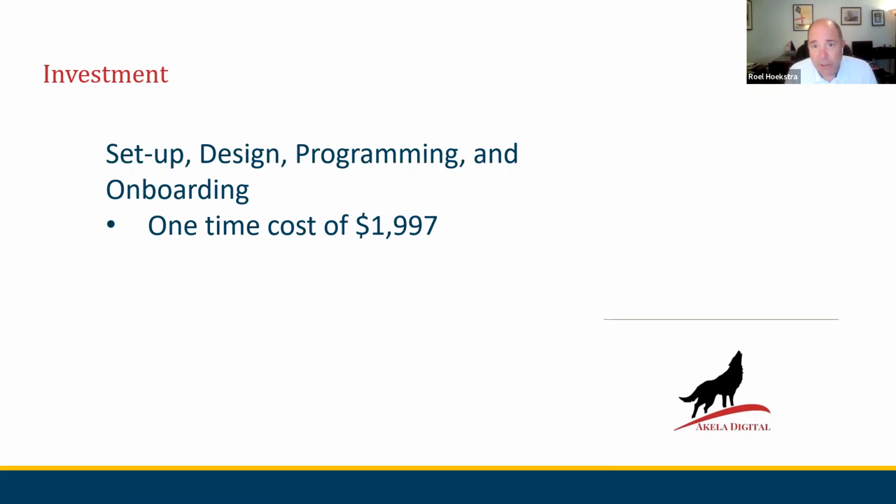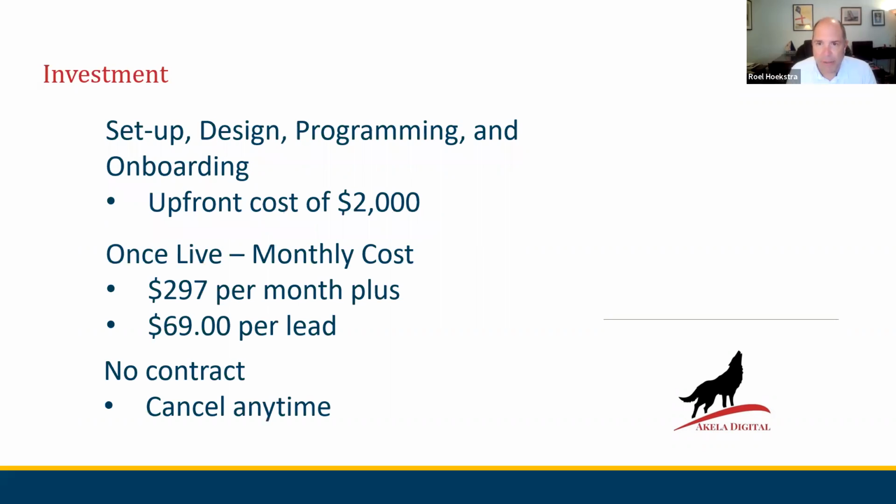So what does this stuff cost? Well, I'm going to run through it pretty quickly, and then I'm going to show you all these goodies that we talked about in the beginning. Basically, Sam and I build a custom configurator for every client, so each one's going to be a little bit different. The cost to do the onboarding, the preliminary setup, design, programming, and onboarding, the initial cost is $2,000, or $1,997. And then there is a monthly cost on top of that, which is $297 plus $69 a lead. And that's what the configurator costs as you go along.